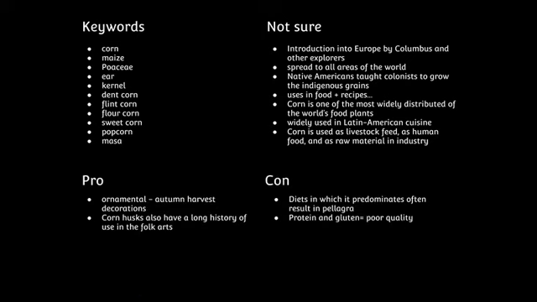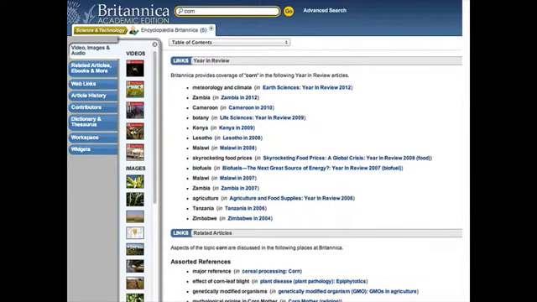The not sure category is really basically just a parking lot where you would put facts, but you're not sure where they belong yet. So stick them over there for now. And then when you go to the bottom of the article, you'll see that there are additional links.